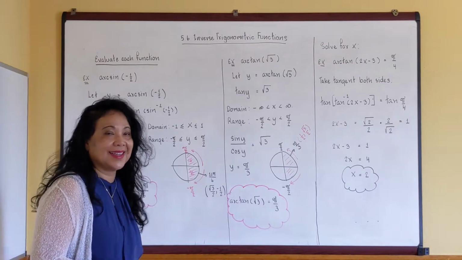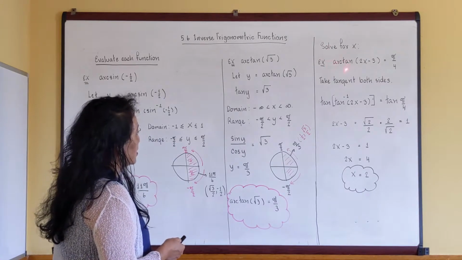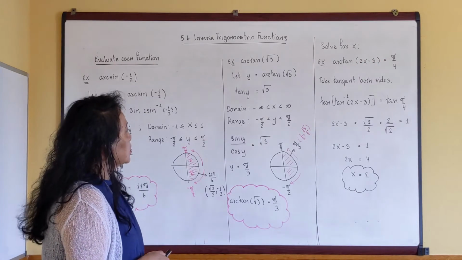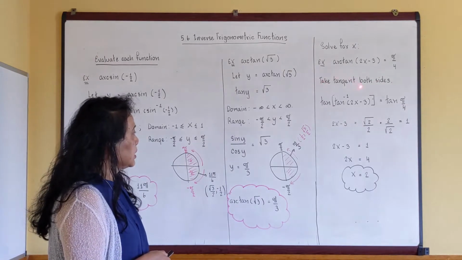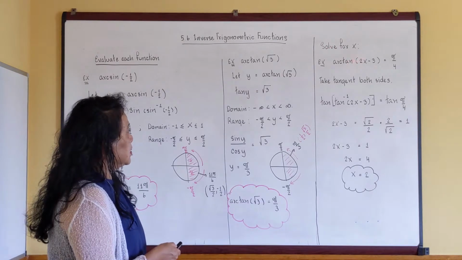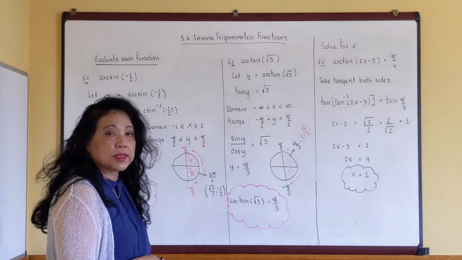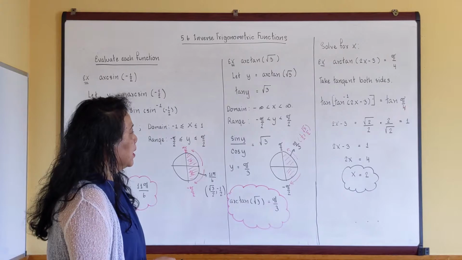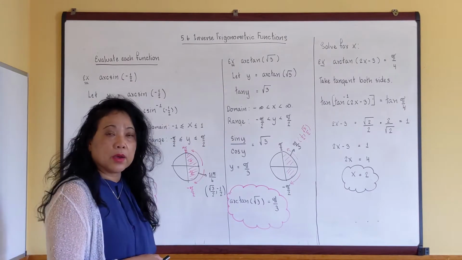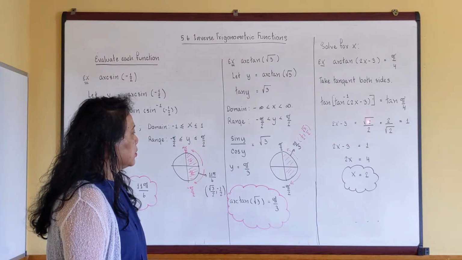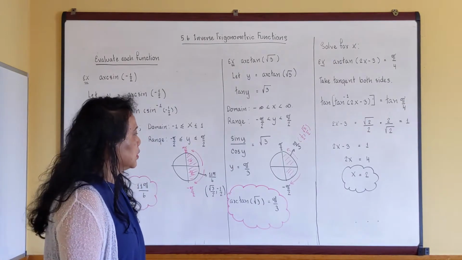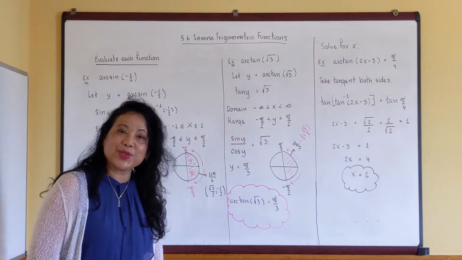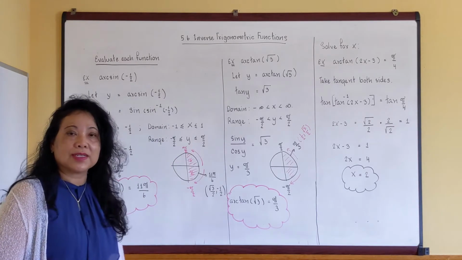Let's solve for x. I have arctangent of the expression 2x minus 3 equal to pi over 4. So I take tangent of both sides again to get rid of this. So I end up with 2x minus 3 on the left hand side. On the right hand side I have tangent of pi over 4. That is sine over cosine, so sine is square root of 2 over 2, cosine is also square root of 2 over 2, and dividing you get 1. And then you just solve for x. X turned out to be 2.